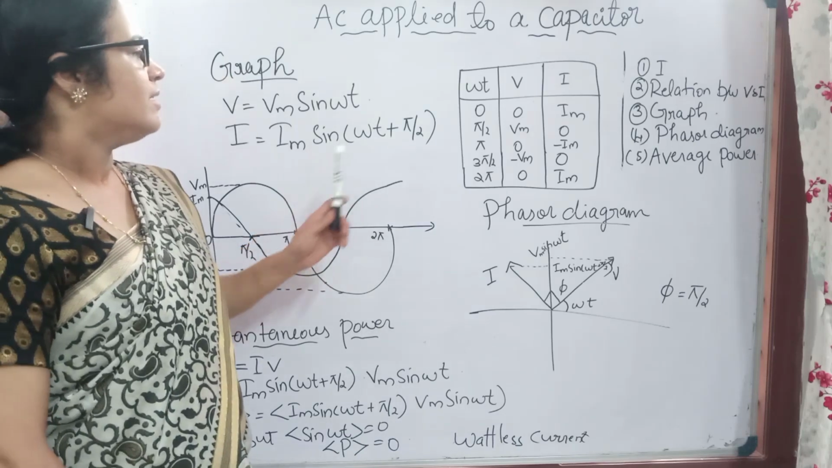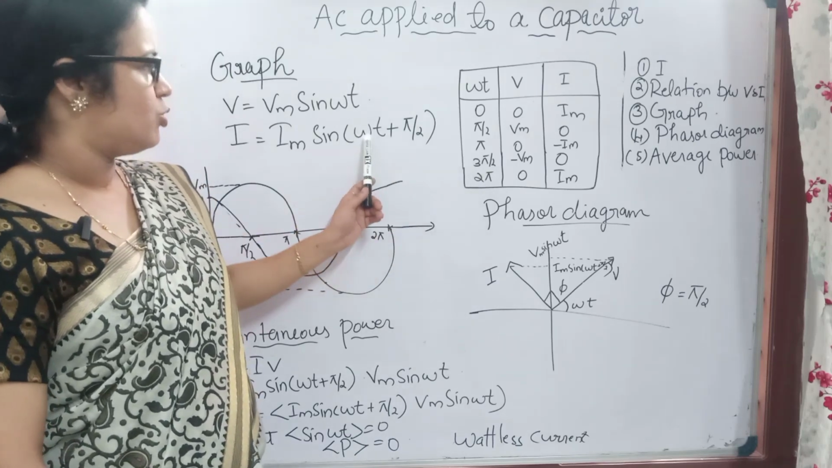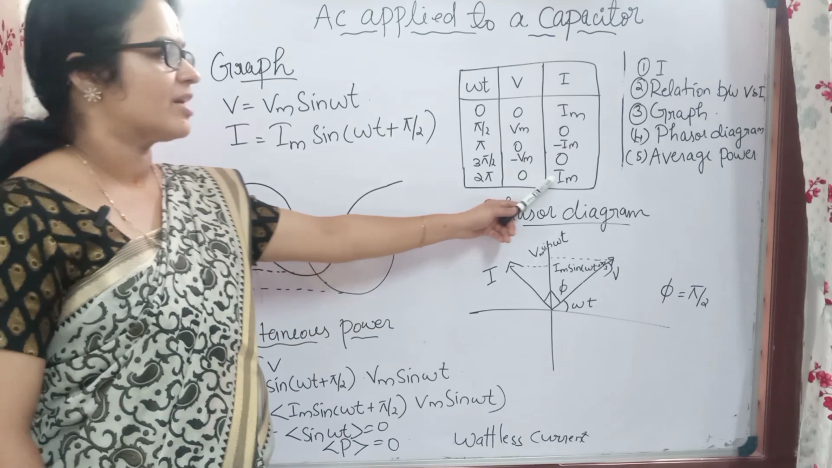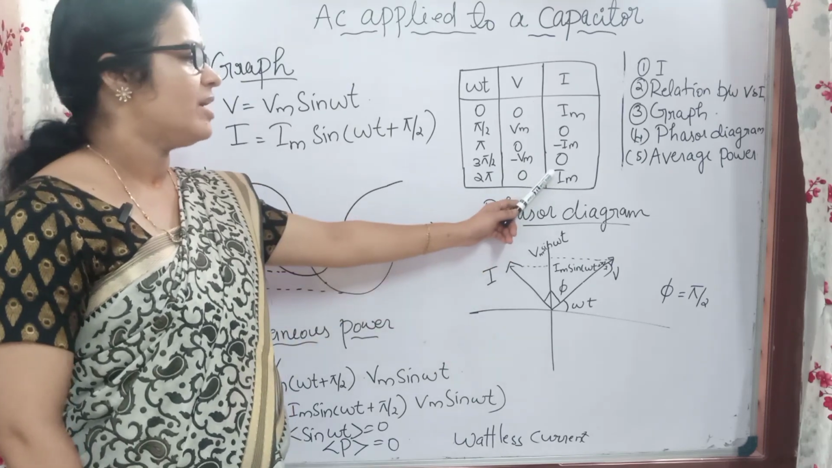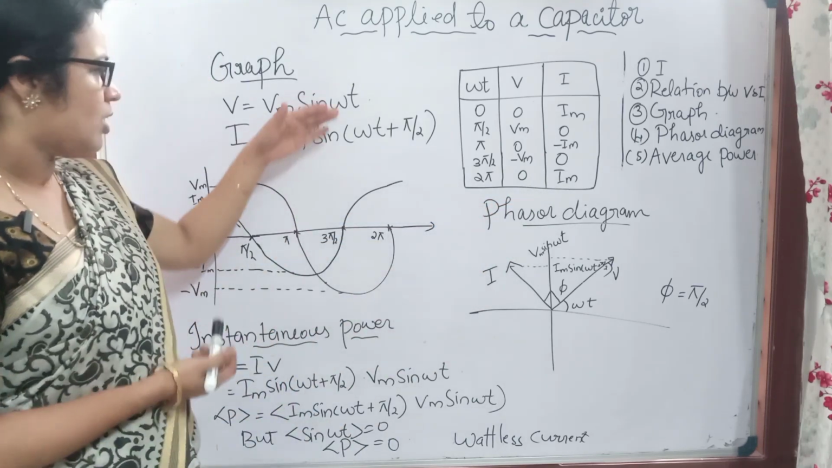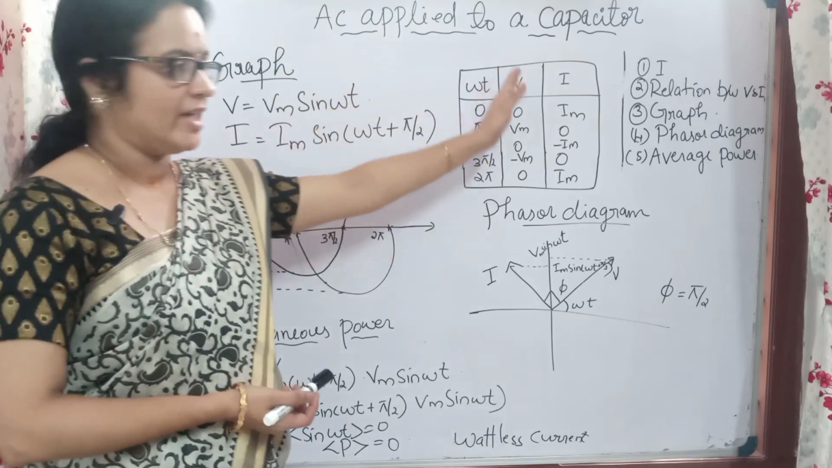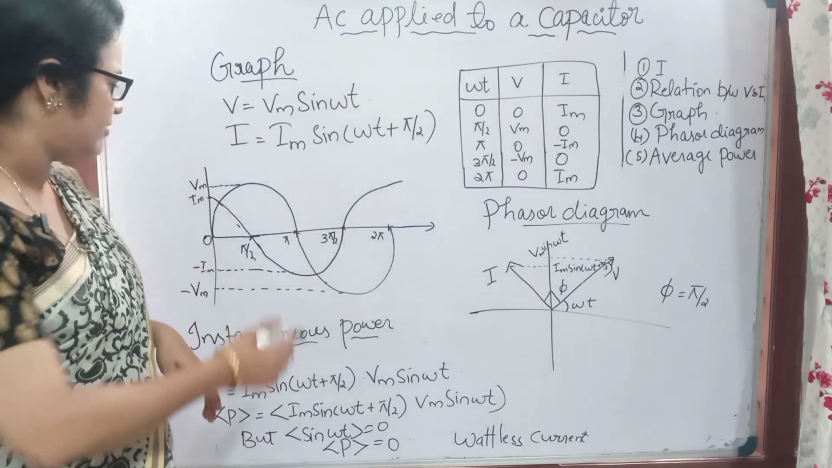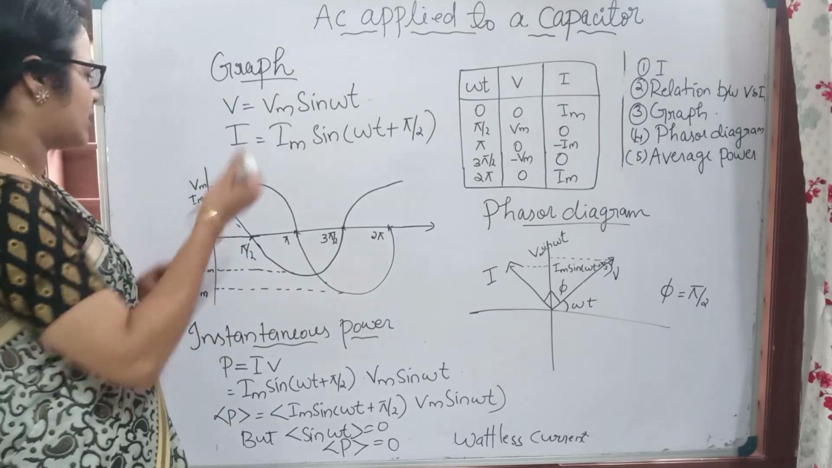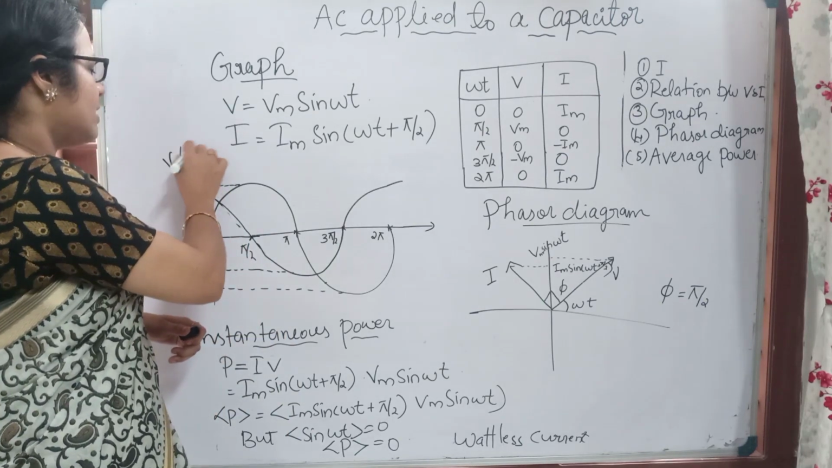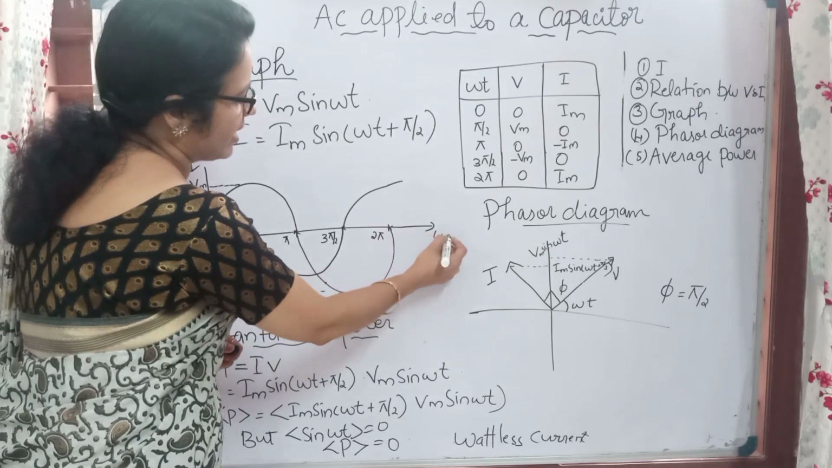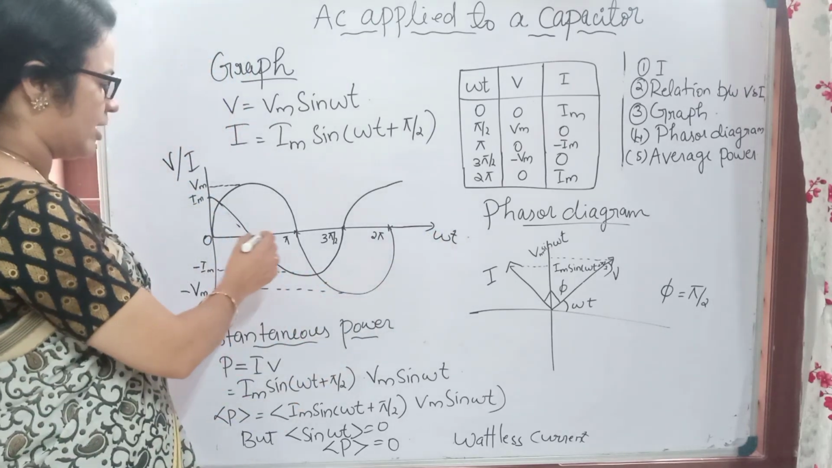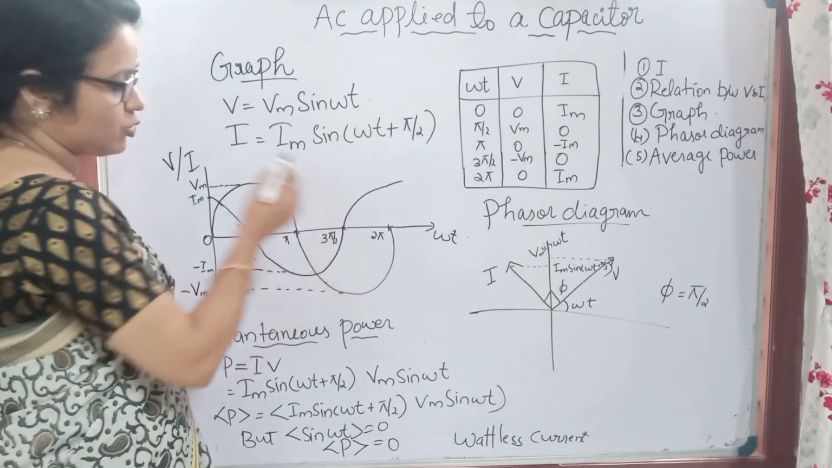Then again 2 pi. So 2 pi plus pi by 2. Like that we are finding this, so that will be Im. So the total values we are finding here, and we can substitute in that graph. So how we will get the graph? Here we can consider the voltage or current here, V or I, and here we are taking the angle omega t. Okay, so here we have pi by 2, pi, 3 pi by 2 and 2 pi.